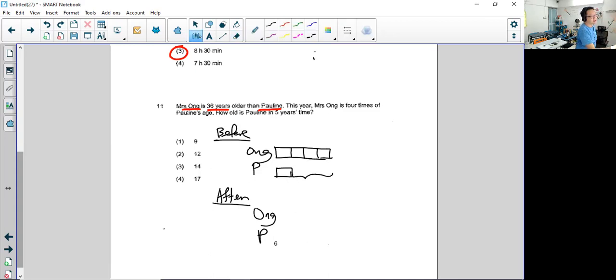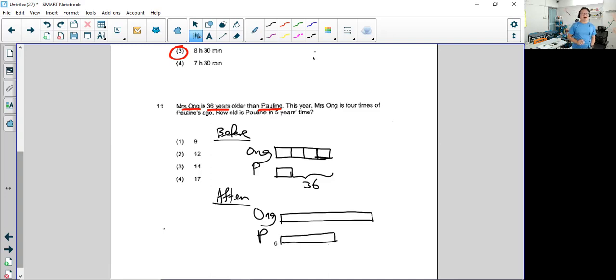Okay, so Mrs. Ong is 36 years older than Pauline, and this year Mrs. Ong is 4 times of Pauline's age. How old is Pauline in 5 years' time? So in 5 years' time, they should become older. So you must draw a bit longer, and that'll be 5 years' time, right? 5 years later.